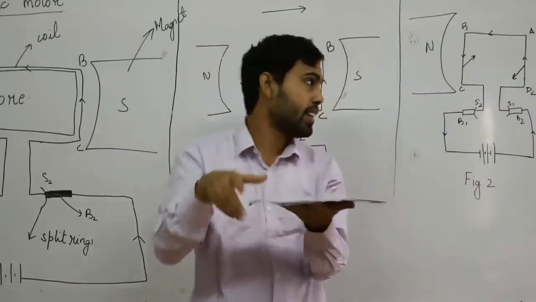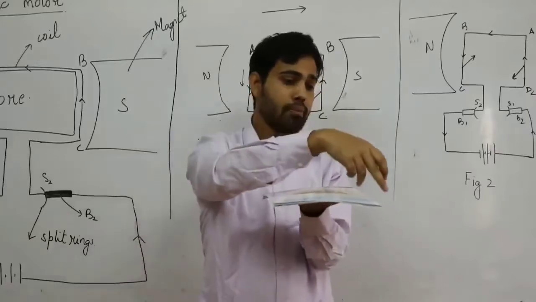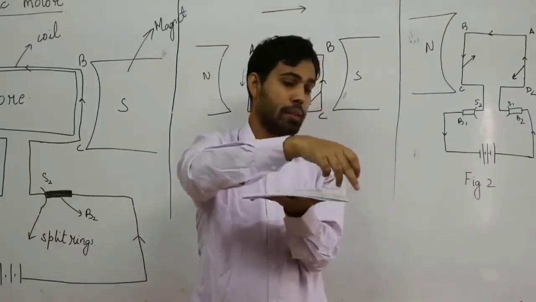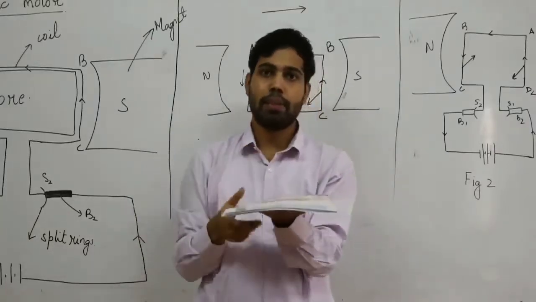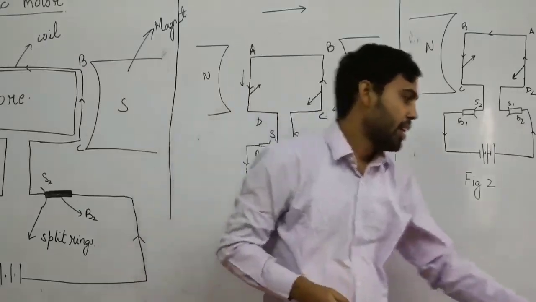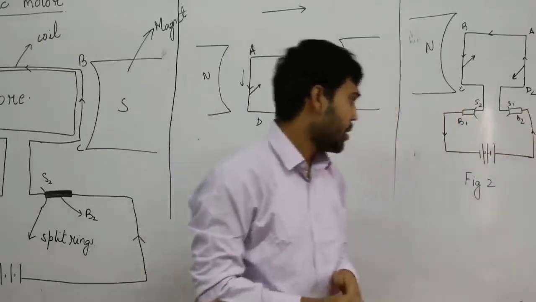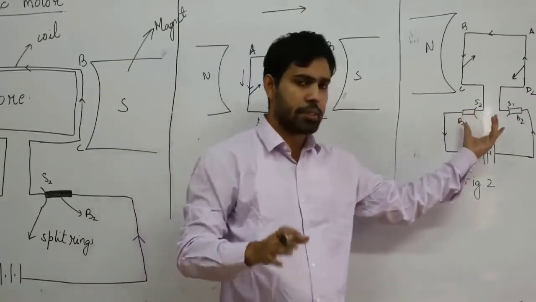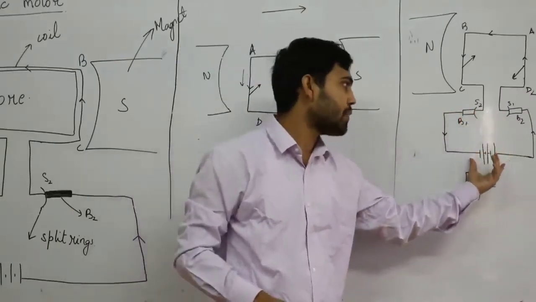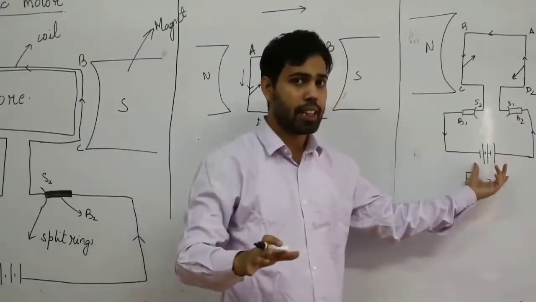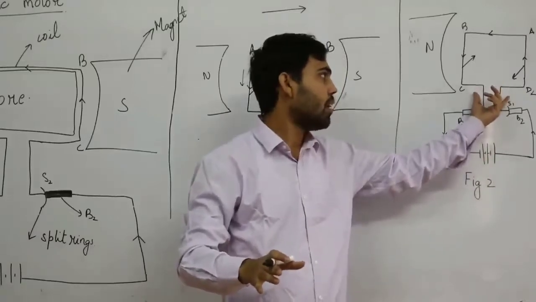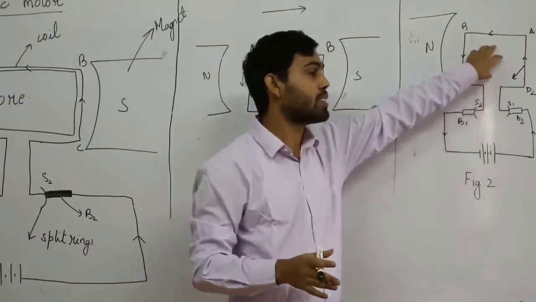So what I have in here now, this part will be AD and this part will be BC. Basically, it has changed its position. Now again, let us look. Because of the way it was constructed, the direction of current will not change. Only the position of this coil has changed.